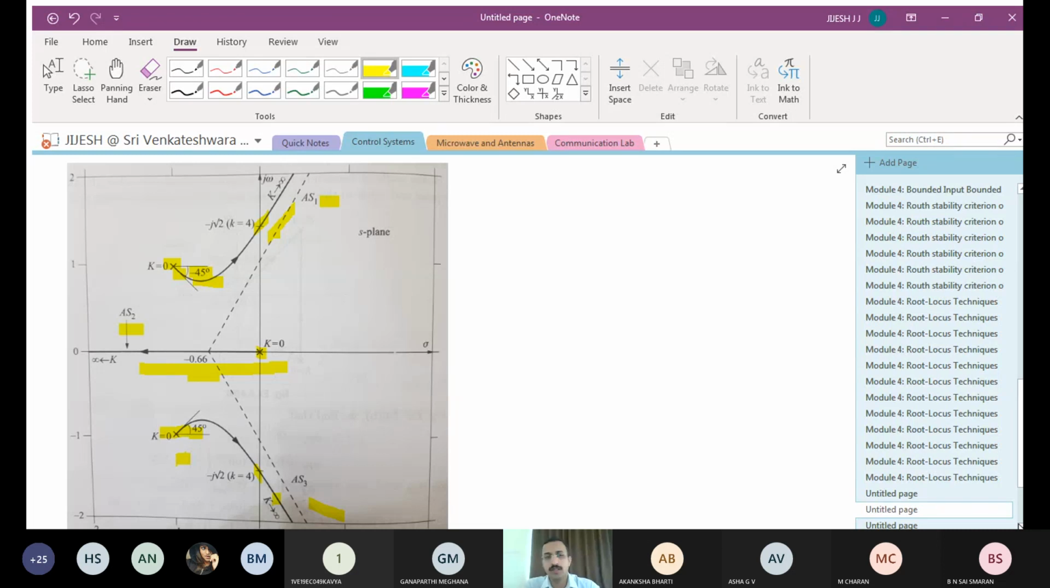If you are drawing on a plain sheet, make sure that you take the points properly, at a certain distance. Don't make things very small. Give some space to draw that, and the clarity of the figure should also be good enough to see. Okay, don't draw so small. So this is the entire plot carried out in the S-plane.